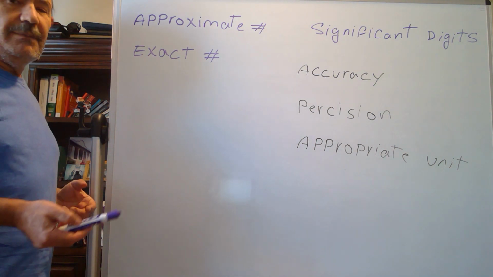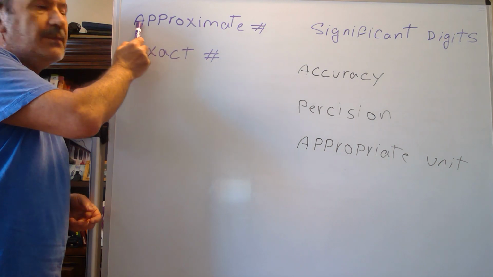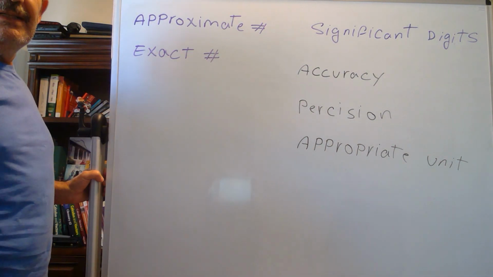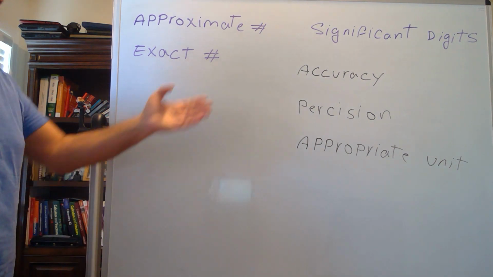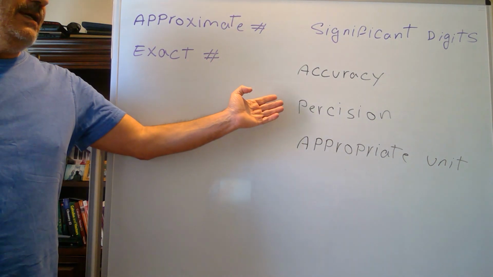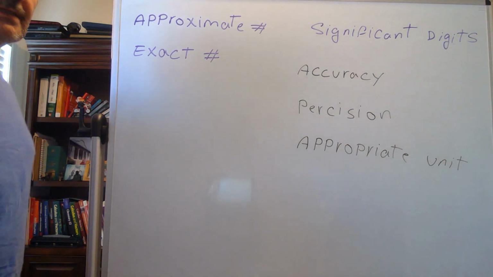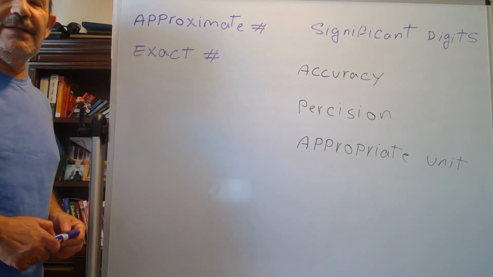Actually, in this video I'm going to talk about approximate numbers, exact numbers, what the significant digits in a number are, what accuracy is, what precision is, and what the appropriate unit is. These are the topics that I'm going to cover in this video.